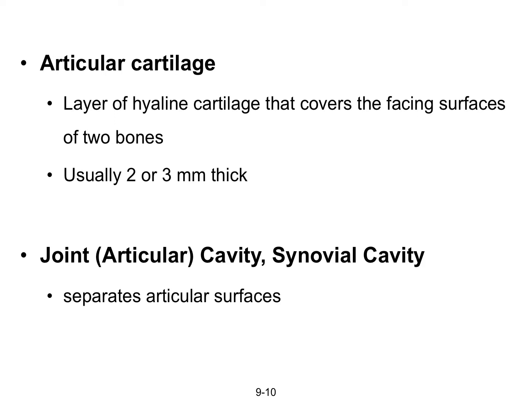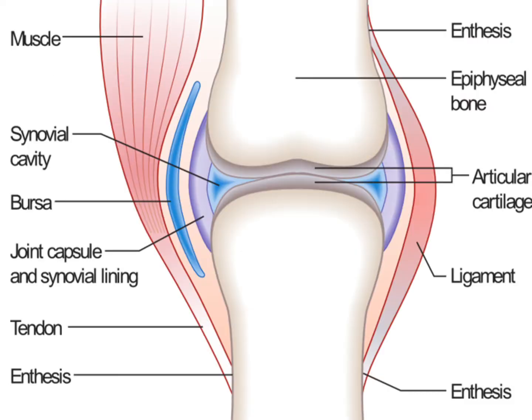Then we come to the articular cartilage. Articular cartilage is basically covering the surfaces of the opposing bones that are involved in the formation of the joint. It is usually 2 to 3 mm thick. The joint cavity is present between the two articular surfaces. Here you can appreciate the articular cartilage on the two opposing bones, and the synovial cavity.